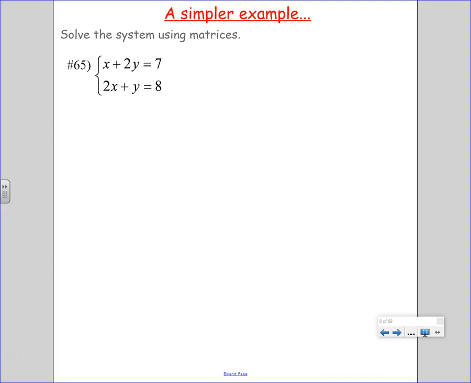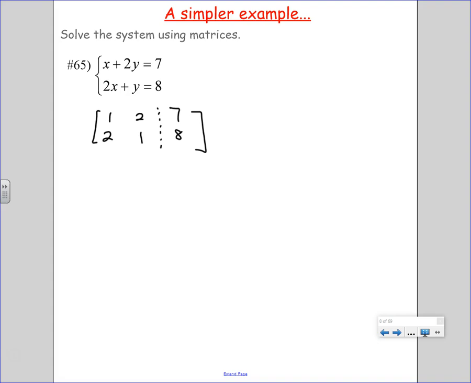1, 2, 7. 1, 2, 7. 2, 1, 8. Right over here, dots, separating the variable coefficients from the constants. Having the x's in one column, the y's in another. If it was ever out of order, switch it around to get it to be this order.